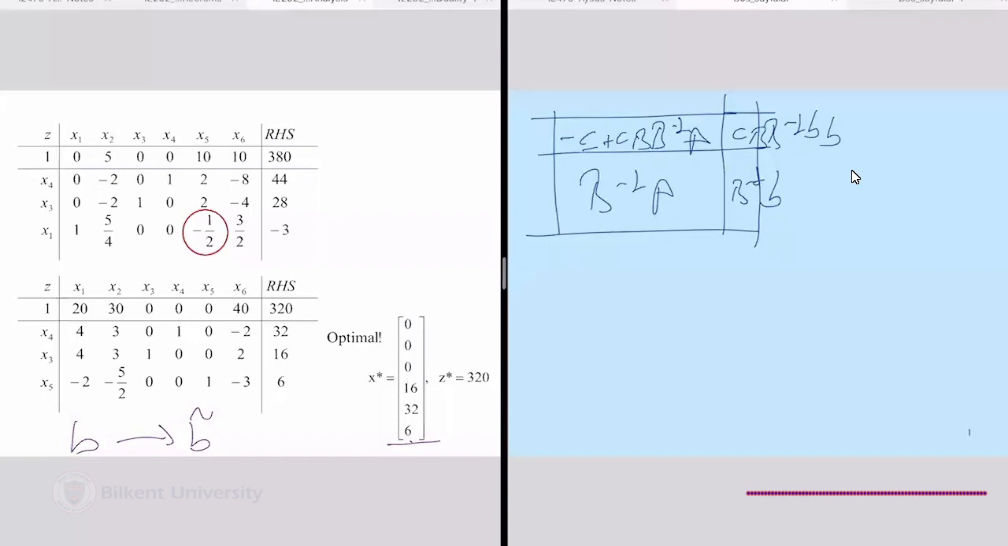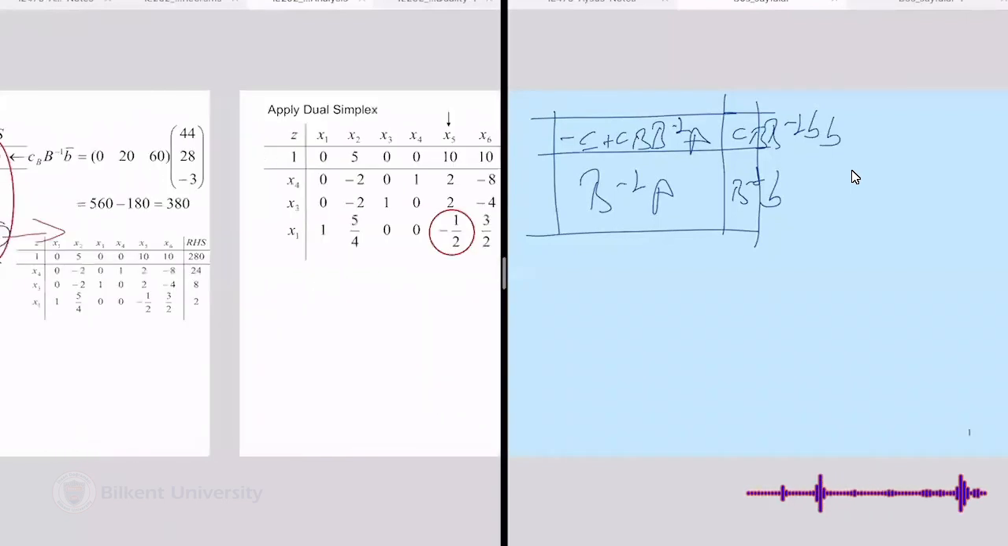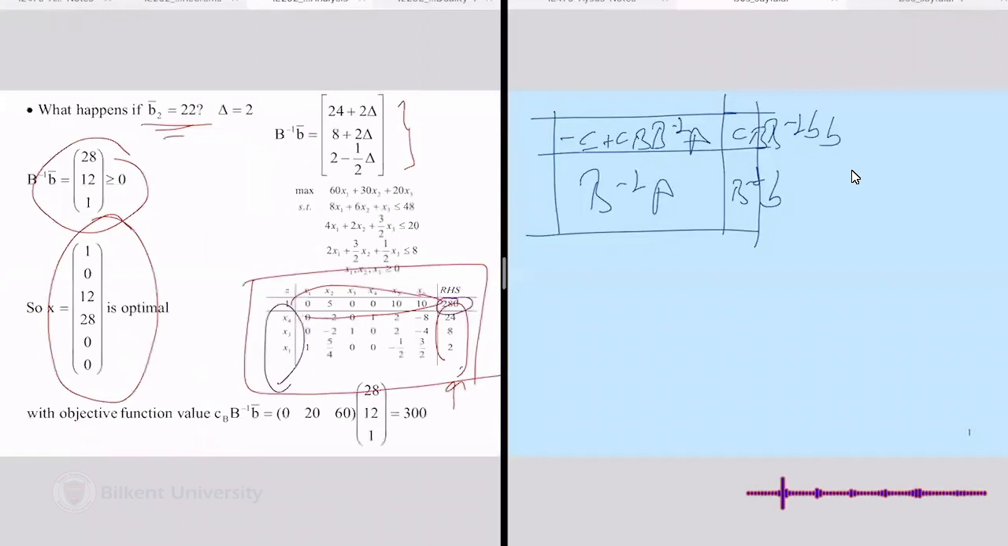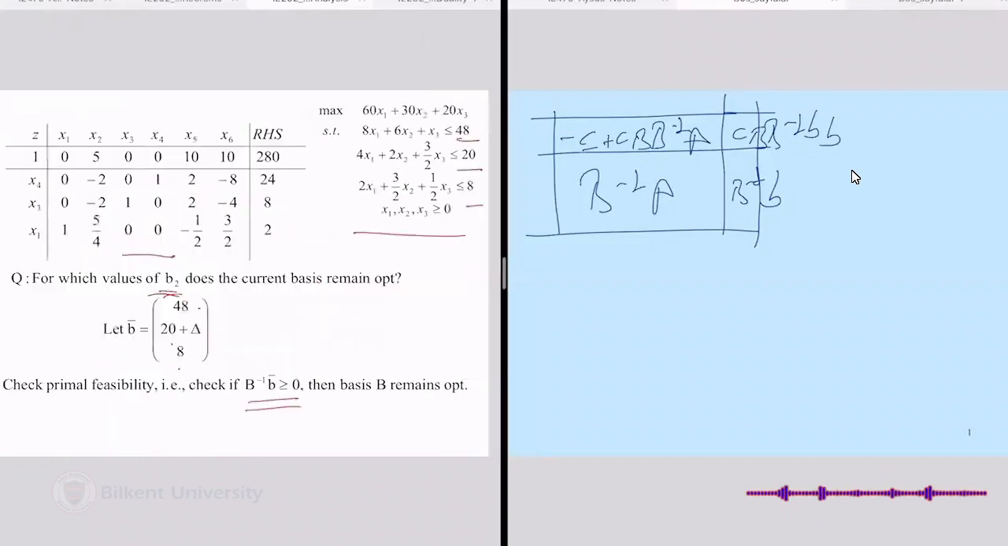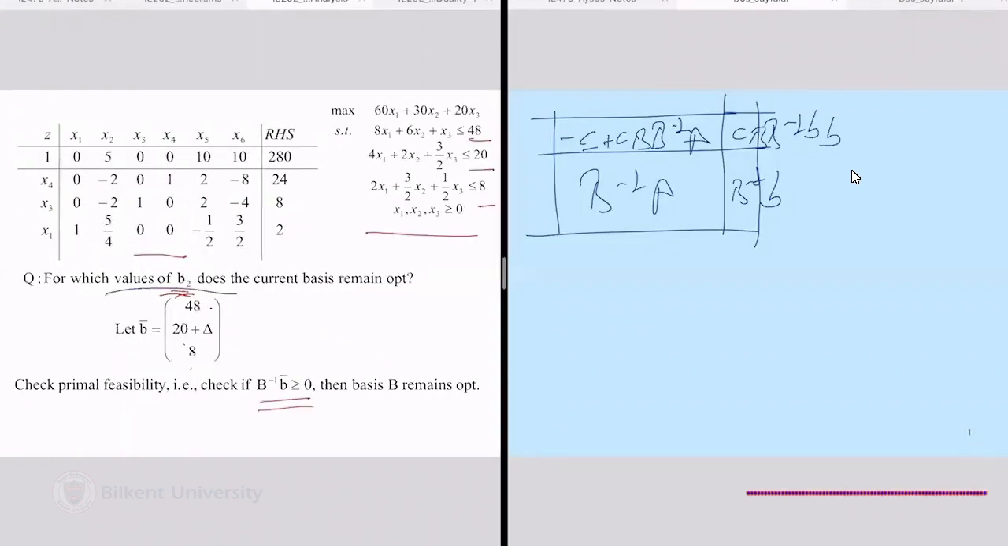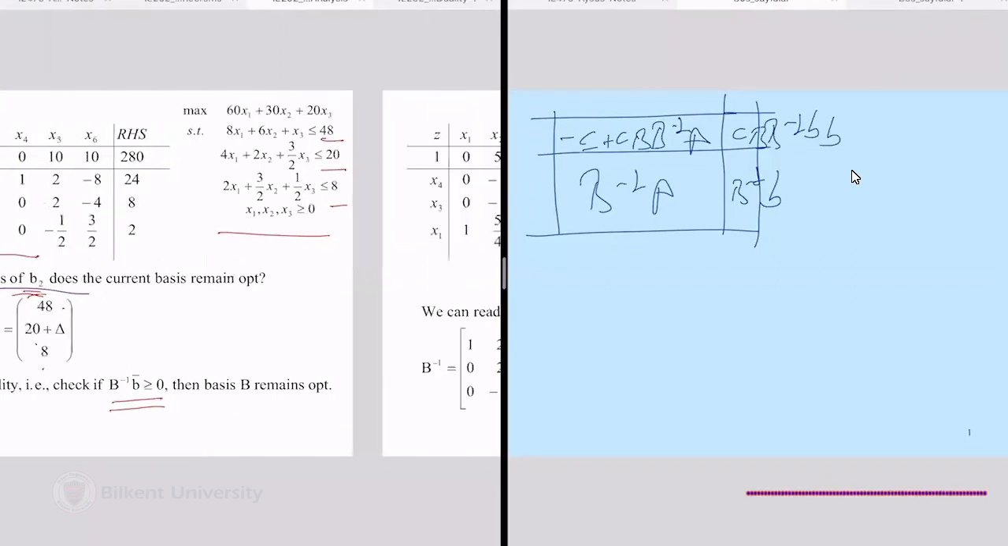John? We added it to the second row. Could we have added delta to the first or third right-hand side as well? Of course, that was just a question. My question was saying that how can we do it for which values of B2? That's why. You could do it for which values of B1. Yeah, try it as an exercise. Of course. Any other questions?